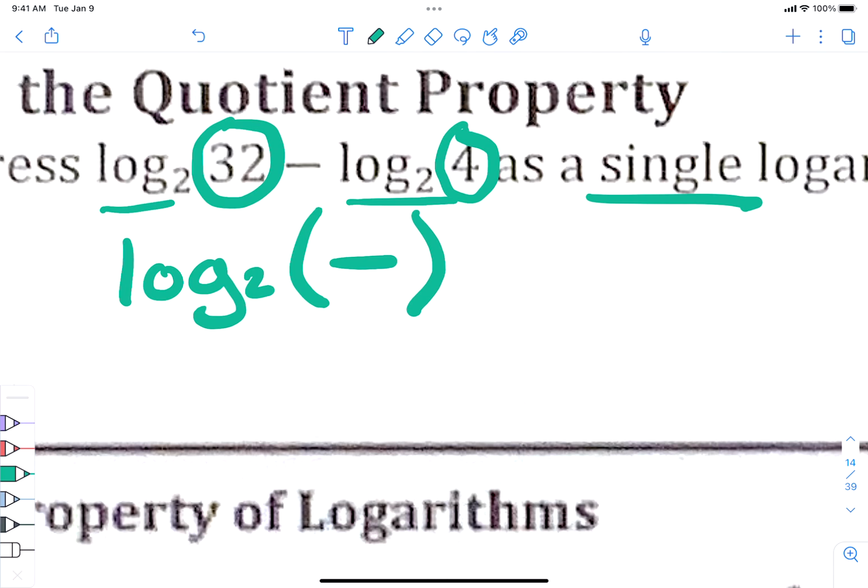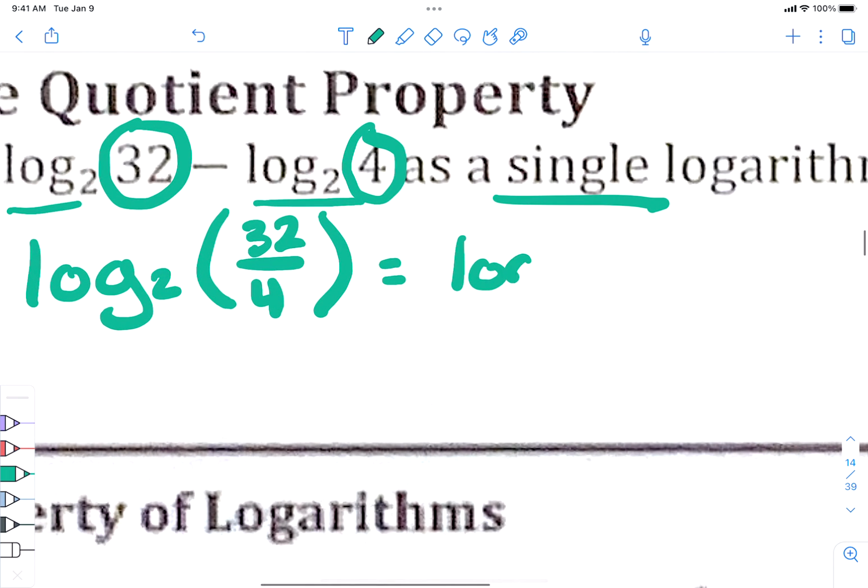Because it's the first number. The first number always goes on top. 32 divided by 4. What is 32 divided by 4? 8. Log base 2 of 8. That's how this simplifies, right?